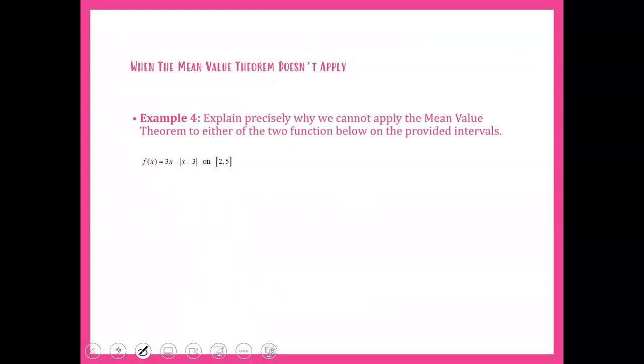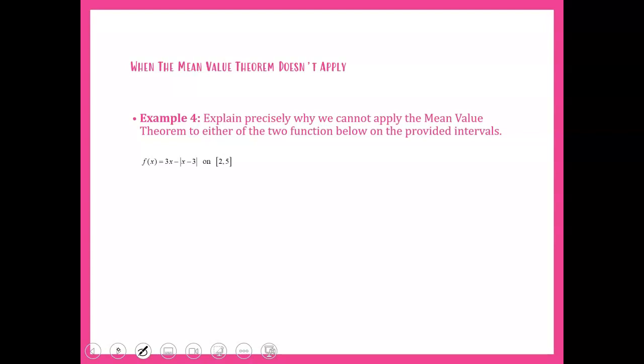When does the mean value theorem not apply? The mean value theorem does not apply if one of those conditions is not met. So what would happen on this graph? The absolute value of x minus 3 is going to create what? A corner. So what do we know about a corner on a graph? Yeah, because the slope from the left and the slope from the right are not the same.